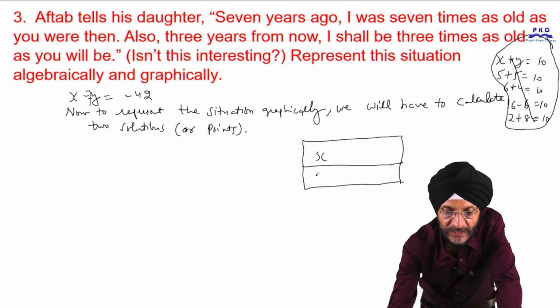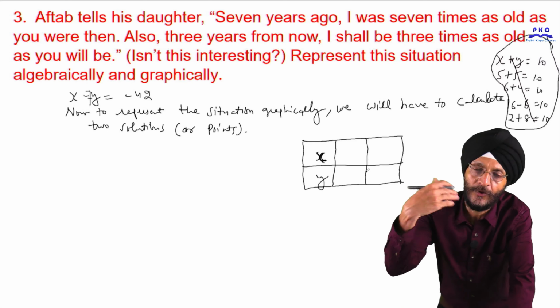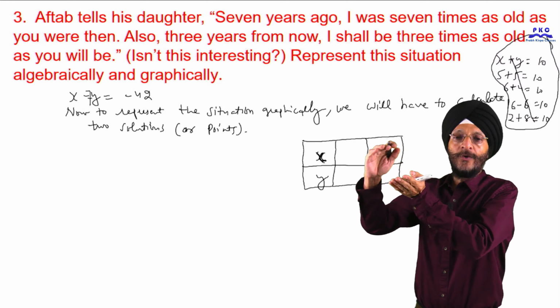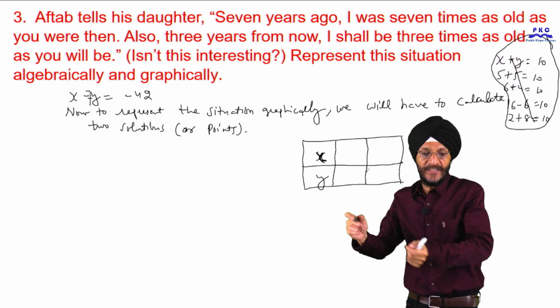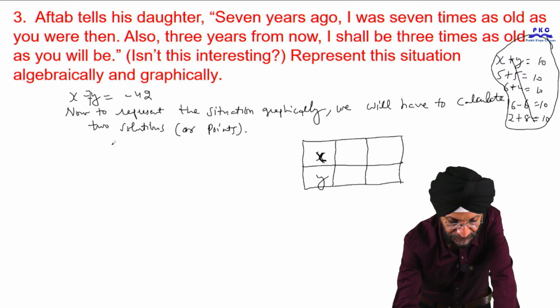Here this is the x, this is the y. So when we are to find out the two solutions, at least 2 solutions have to be found out. You can find out more. Even though you find out more than 2, that is 3, the ultimate graph will be in the form of a straight line. So first we assume the value of x.